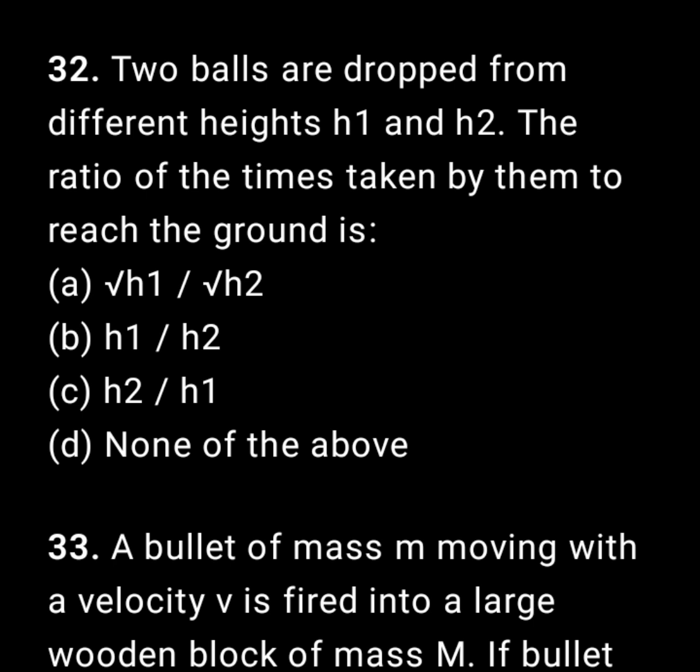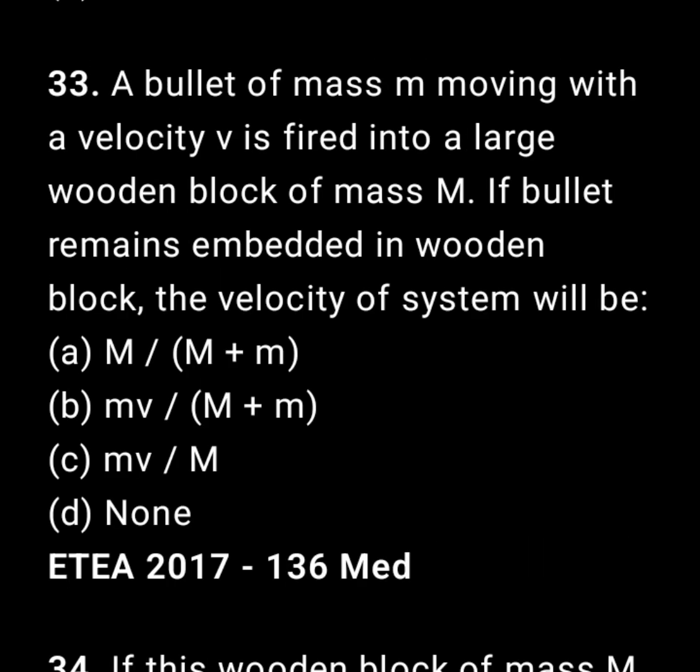33. A bullet of mass m moving with a velocity v is fired into a large wooden block of mass M. If the bullet remains embedded in the wooden block, the velocity of the system will be A. m plus M. B. mv over m plus M. C. mv over m. D. None. ETEA 2017-136 Med.